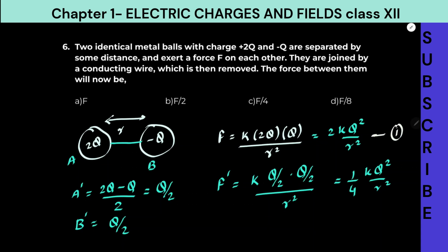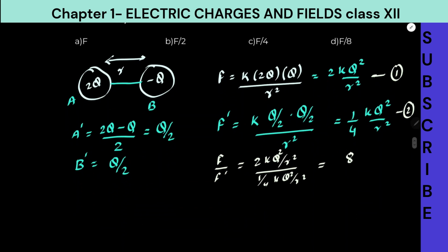So let's divide equation 1 by equation 2. If you divide both of them, F upon F dash will be equal to 2kq square by r square, whole divided by 1 by 4 kq square by r square. Let's cancel out both, and 4 will go up and this will become 8. kq square by r square will cancel out for both. And if you cross multiply, then F by 8 will be equal to F dash.